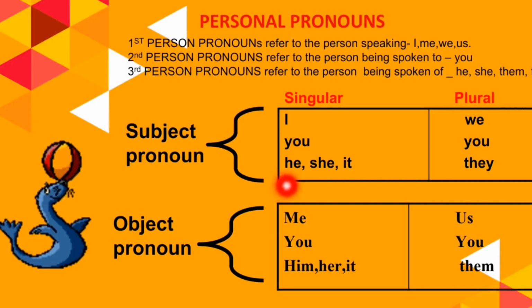These are the third person pronouns. In singular form it is he, she and it, and in plural it is they. These are the pronouns which are coming as a subject: he, she, it, they. Let's see how they come as an object form. In object form, he will be him, she will be her, it will be the same, it only, and they will be them.